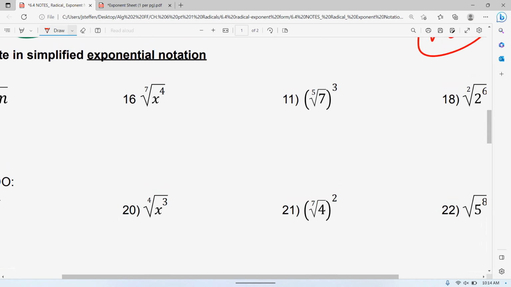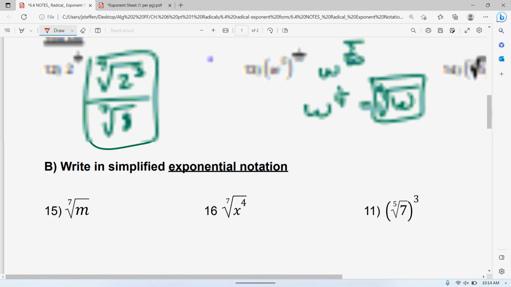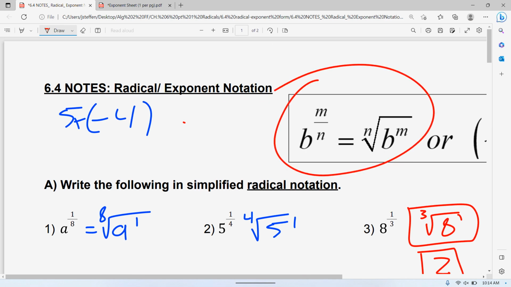All right, now we're going to shift gears. We're going the other way. Now we're going to start with a radical, and we're moving to exponent. But again, it's the same formula. It's the same thing we're doing with these steps. The only difference is we're doing it the opposite way. So again, if we have an index number, that's the denominator. If we have an exponent, that's the numerator.